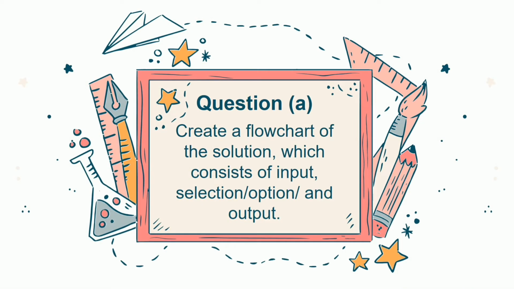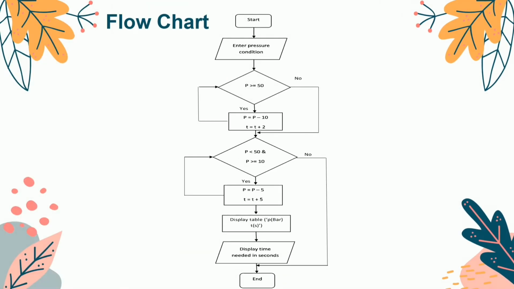Question A. Create a flowchart of the solution, which consists of input, selection, option, and output. The reason why we need to construct a flowchart is to make it easier for us to find the solution for the question. The question asks us to find the time in seconds needed to drop the pressure to less than 10 bar. It is because the workers need to open the vessel when the pressure inside has decreased.